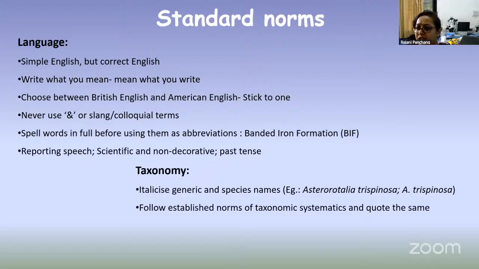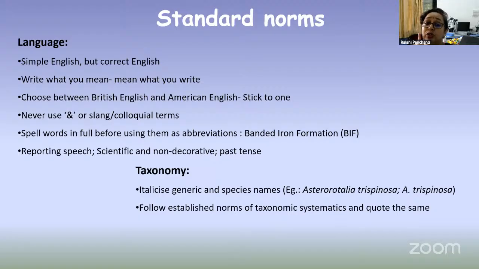Write simple English, but correct English. It is not important to have hi-fi words. Our aim is that our reviewers and readers understand us, not that they open a dictionary. Right? If they don't understand us, they will not be able to assess us. They will not be able to review us.